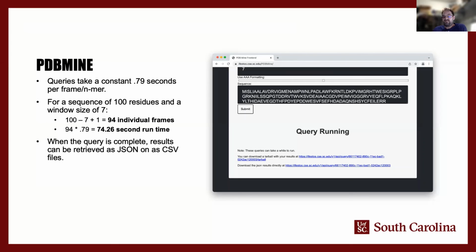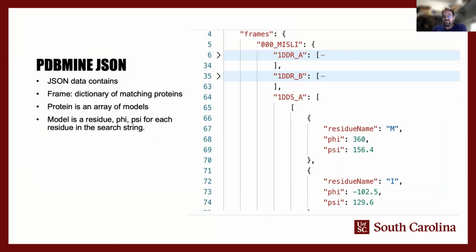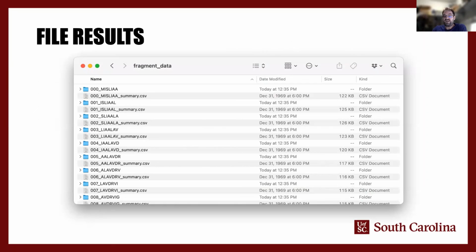And then once that query is complete, the results can be retrieved from the website either as a JSON document or as a collection of CSV files. So if you choose JSON, it looks something like this, where you can see we have the frame here, or this query was done with 5, but you can see the 5 amino acids, and you see the first match, the protein, the chain, the second match, protein, chain, so on and so forth. And then for each protein and chain, it gives a selection of residues and then the phi and psi angle for each residue. If you choose the file results, we have a file.